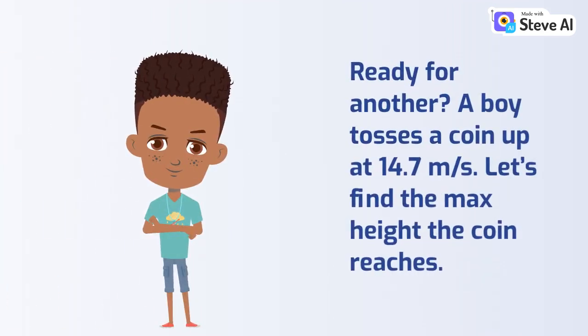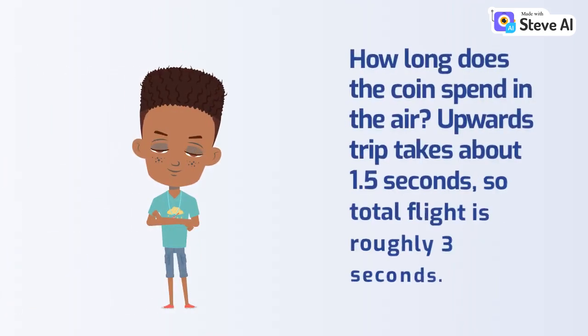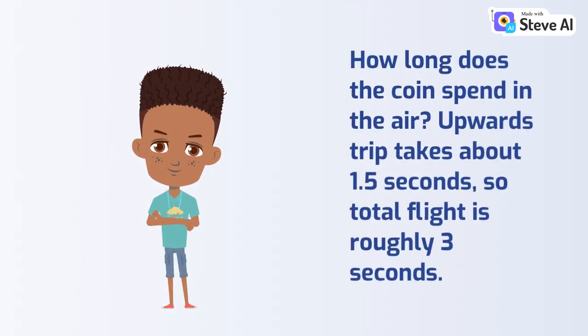A boy tosses a coin up at 14.7 meters per second. Let's find the max height the coin reaches. Using the same velocity squared formula, we calculate the coin's max height at around 11 meters. How long does the coin spend in the air? Upwards trip takes about 1.5 seconds, so total flight is roughly 3 seconds.